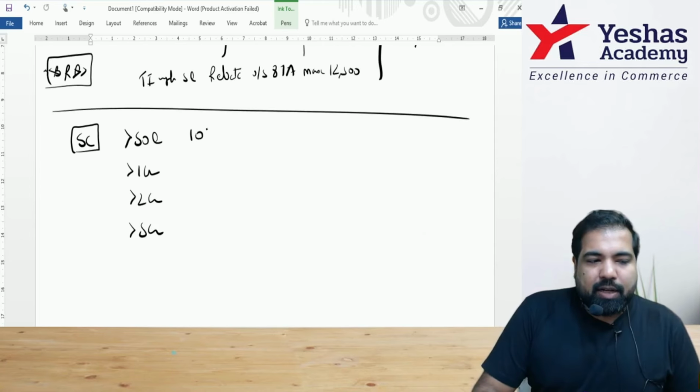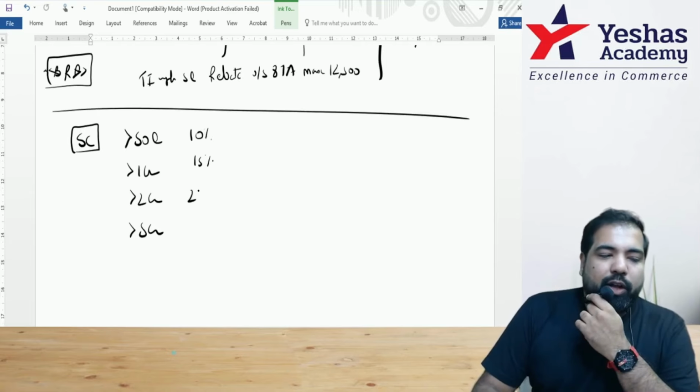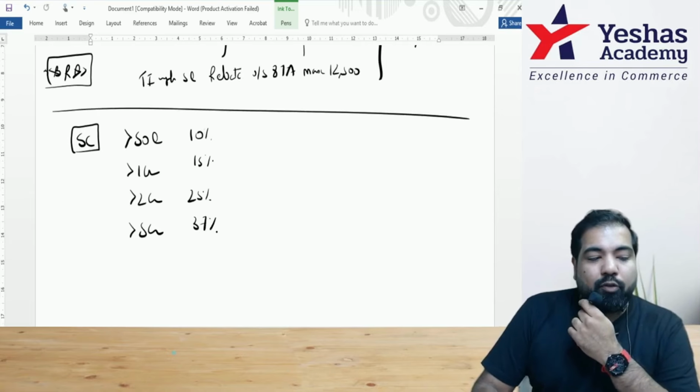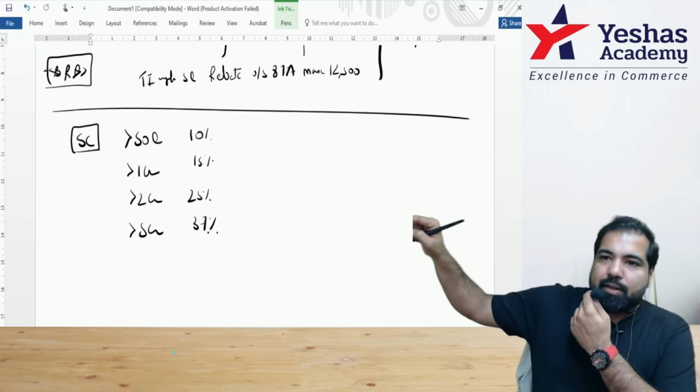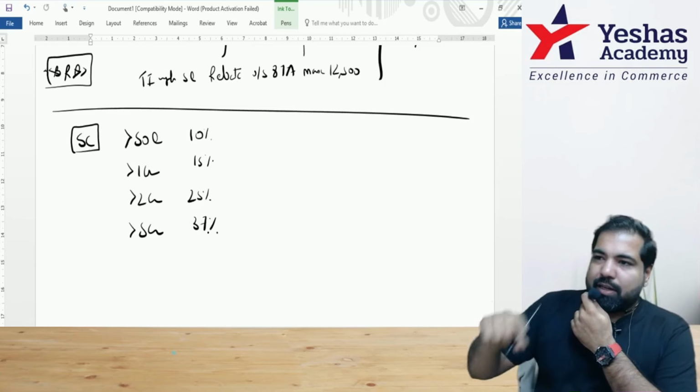It is at what percent? 10, 15, 25, and 37% of not your income, of your basic tax. They all look back. Basic tax looks at total income. Surcharge looks at basic tax.